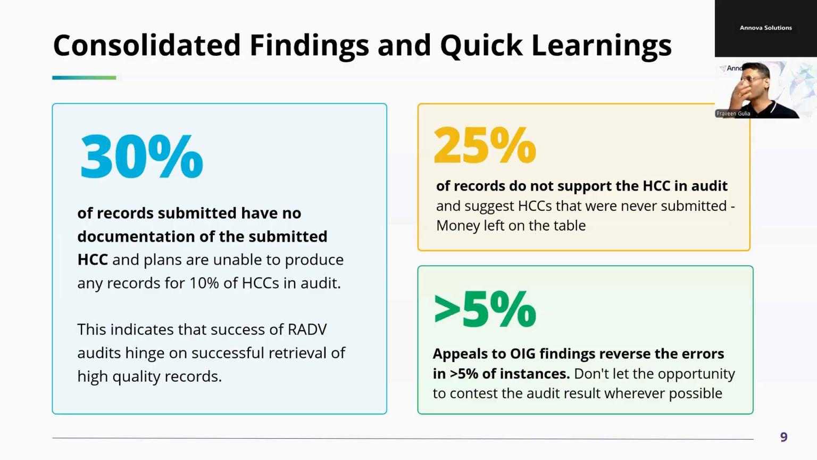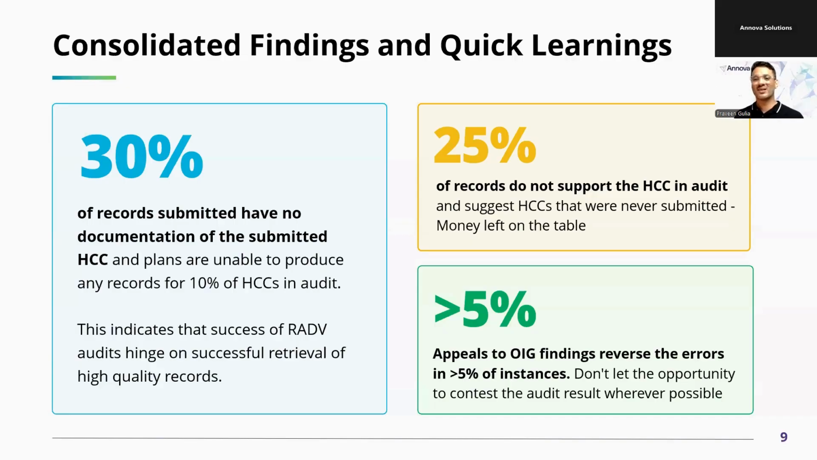25% of records do not support the HCC in audit and suggest HCCs that were never submitted. That is money left on the table, right? So when we say that we would like to be prepared for the audit, we think that, okay, we might have to send some deletes to CMS and our risk score will actually come down. But there are 25% of cases where OIG has found the conditions that were there, the risk adjusting conditions, which the plan should have submitted but did not. Right, so that is money left on the table.